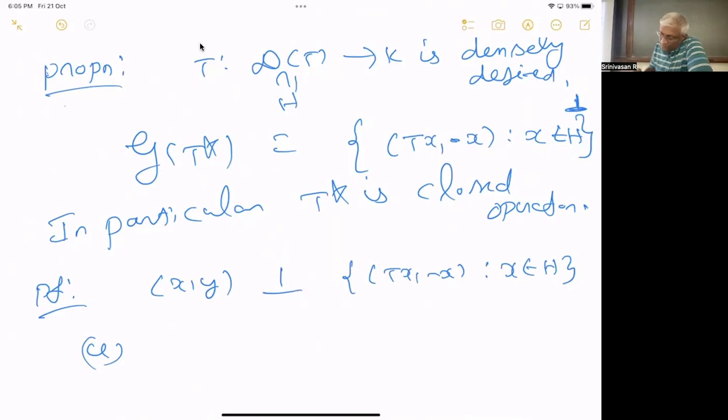I'm sorry. We need to have something else. So this x is different. This is true for all x. So here I shouldn't use x. Let me use another letter.